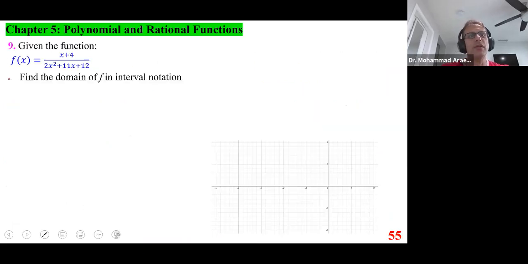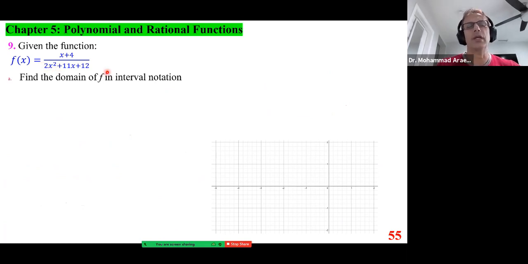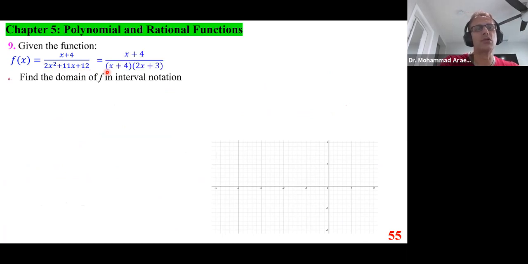Here's a function. We want to find the domain in interval notation. Basically, you set the denominator equal to 0 to find the domain. But in general, whenever you want to graph a rational function, number one, put it in lowest terms if you can. So it's good practice to factor things out. When we factor things out, x plus 4 drops, although it has no bearing on the domain. I want you to know the domain remains unchanged, meaning we can't have -4, we can't have -3/2.